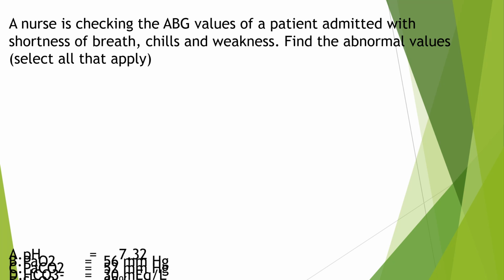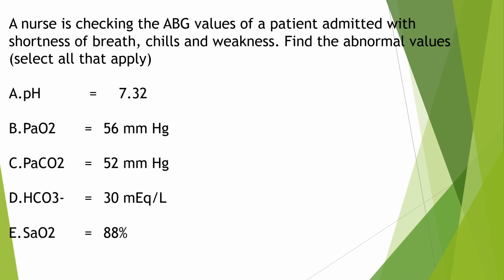Let's see the values. pH 7.32. Partial pressure of oxygen is 56 mm of Hg. Partial pressure of carbon dioxide is 52 mm Hg. Bicarbonate is 30 milliequivalents per liter and oxygen saturation is 88%. To know this answer, you need to know the normal values. So let's see what is the normal value first.